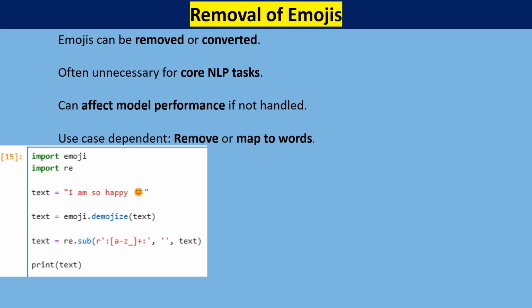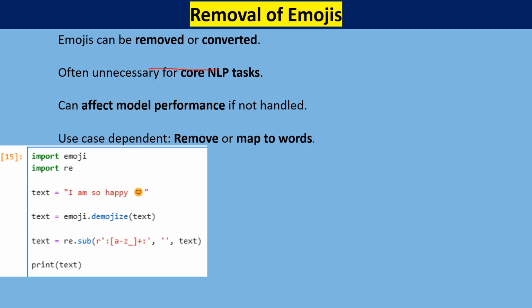Removal of emojis. Emojis can be removed or converted. Emojis are modern language elements that convey emotions, tone, and context. In social media or informal text, they are common, but for many NLP tasks like topic modeling, named entity recognition, text classification, and non-sentiment tasks, they introduce noise.